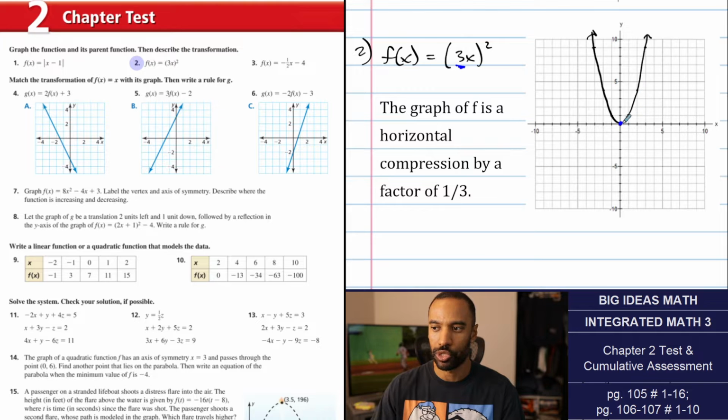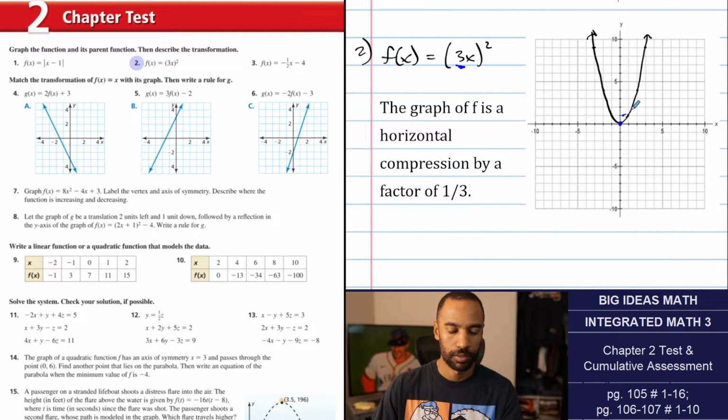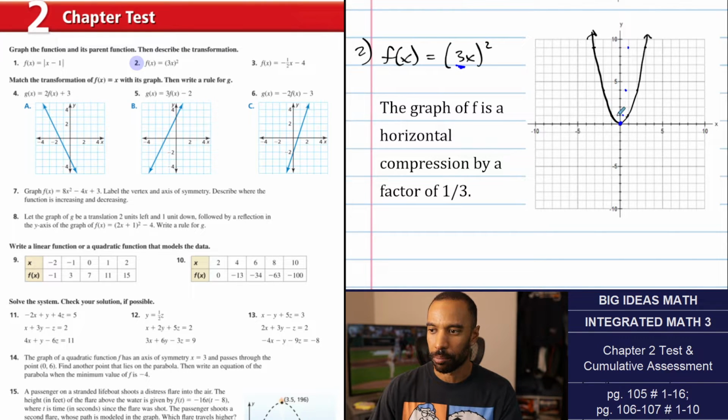Instead of 1, 1, 2, 4, 3, 9, we have to take a third of 1 and go up 1, a third of 2 and go up 4, so 2/3. And a third of 3, which is 1, and go up 9. So this is the horizontal compression of this guy right here. That's how this graph would work.